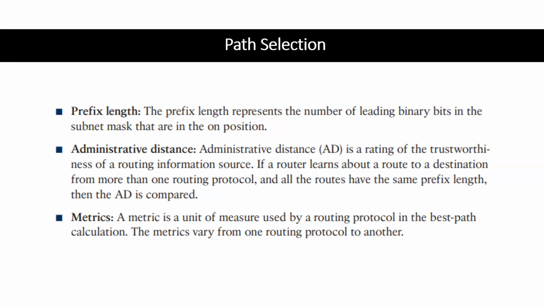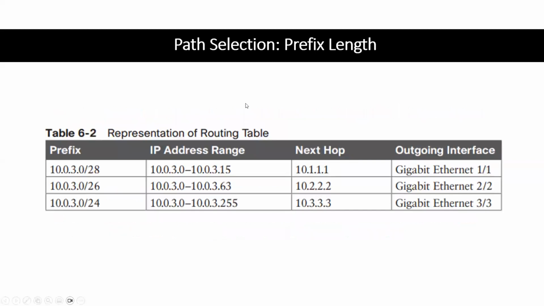There's prefix length, there's administrative distance, and there's metrics. In that order, it's going to look at first the prefix length, then the administrative distance, then the metrics. So let's go ahead and take a look at it.